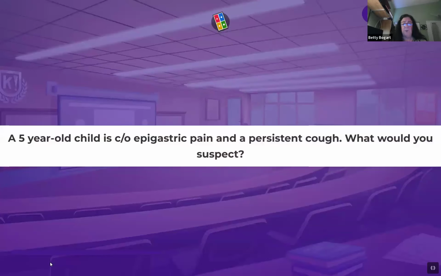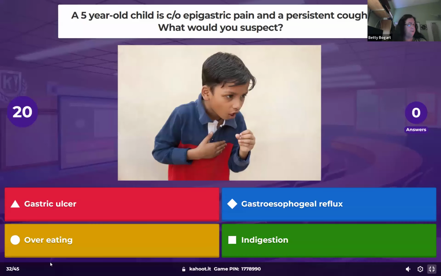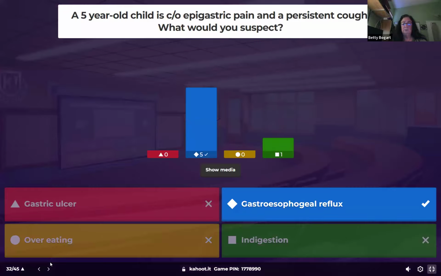A 5-year-old child is complaining of epigastric pain and a persistent cough. What would you suspect? And this is reflux. This is GERD in an older child. And they have that burning coming up. It's that reflux going up and down, mini aspirations. It's the cough. And of course, the pain is that burning in the esophagus.